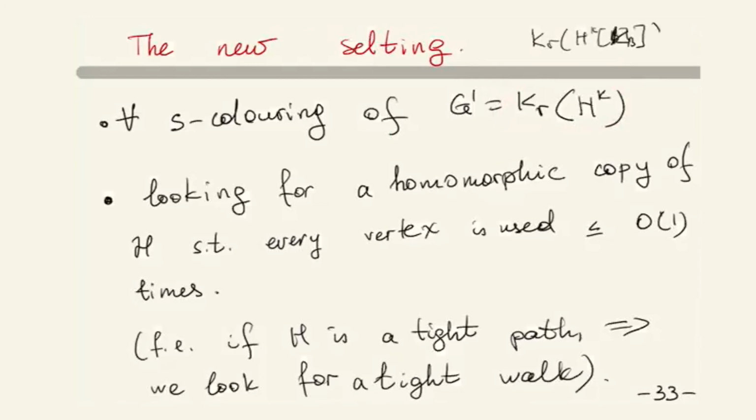And after doing this first Ramsey argument, I get some auxiliary coloring of this graph, where I forget about the blow-ups. Then I'm looking for a homomorphic copy of my graph H, such that every vertex is used constant many times. Of course, I want it to be something like B, which is a much smaller constant than the overall complete blow-up size.